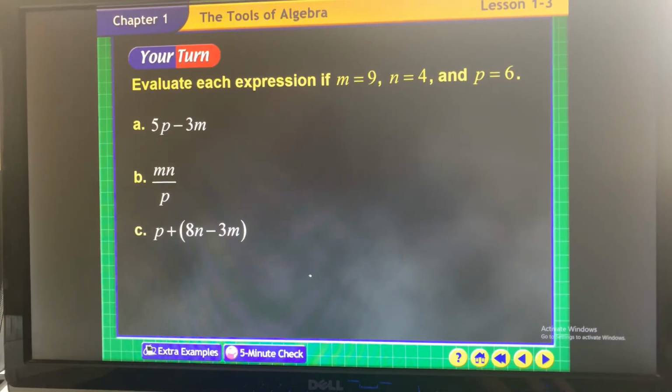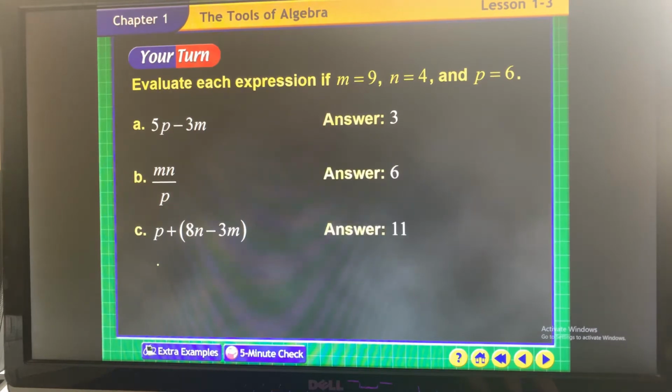Okay, so try A. Go ahead and pause this and try to do each one of those on your own. I'm going to show you the answers. Make sure you got them. First one is 3, second one is 6, and the third answer is 11.